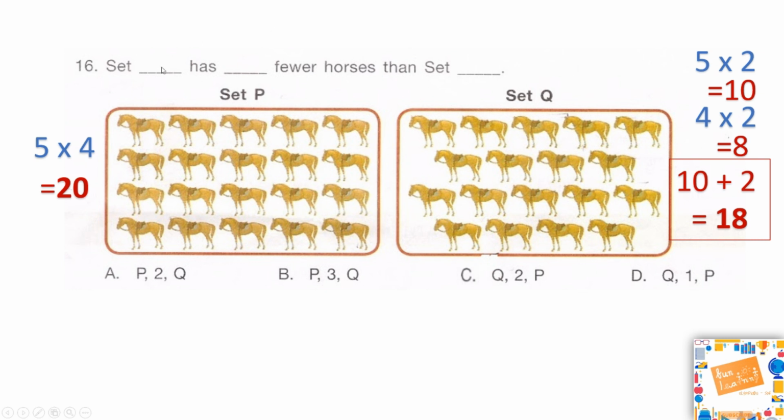So if you look at our blanks, set Q has fewer horses than set P. So the first blank is Q. Now how many fewer horses does it have? So that will be 20 minus 18, which is equal to 2. So set Q has 2 fewer horses than set P. Hence our correct answer is option C.